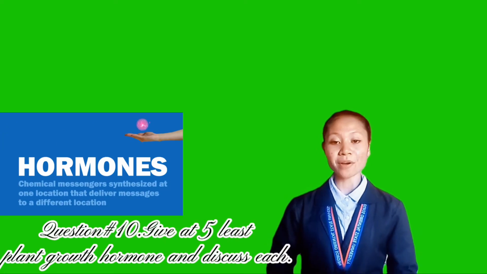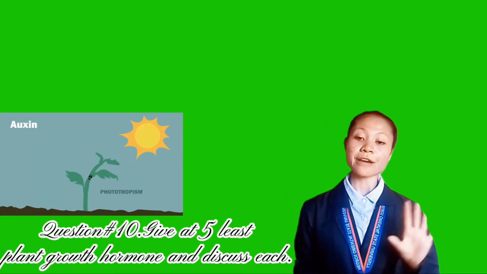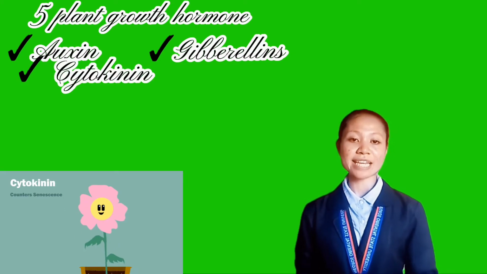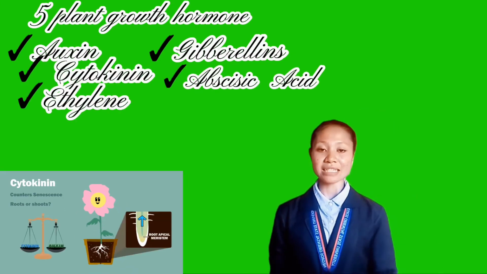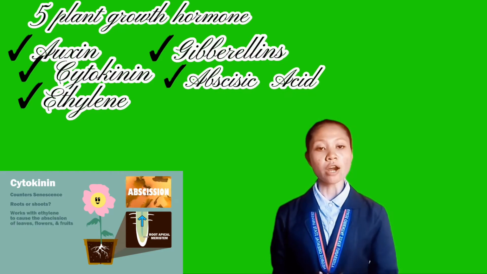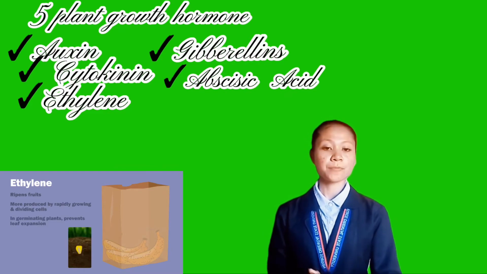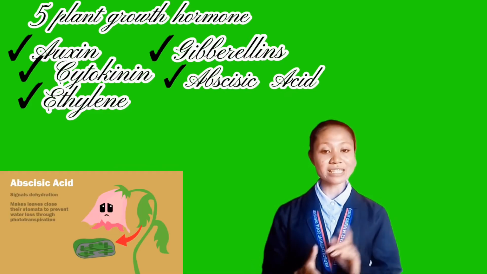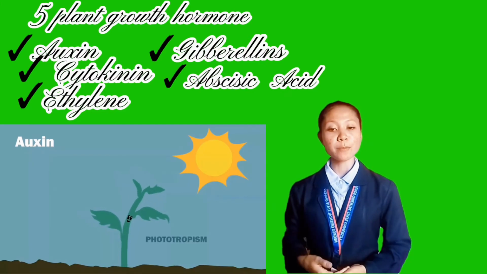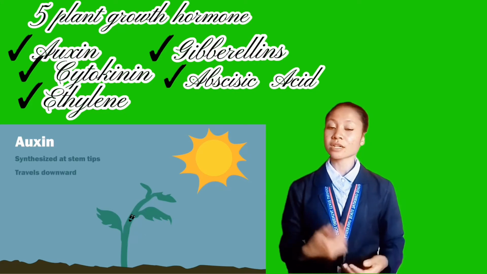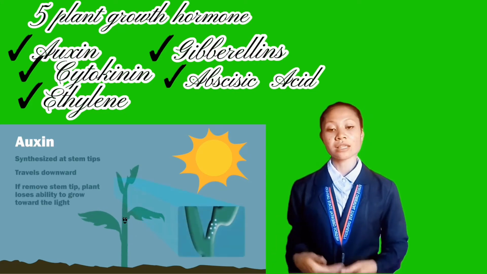So question number 10, list plant growth hormones and discuss each. So the 5 major types of plant hormones are auxin, gibberellin, cytokinin, ethylene, and abscisic acid. So these hormones can work together or independently to influence plant growth. So now, let's know what is auxin. Auxin is a growth hormone produced by the apical meristem. They encourage height growth and suppress lateral growth.